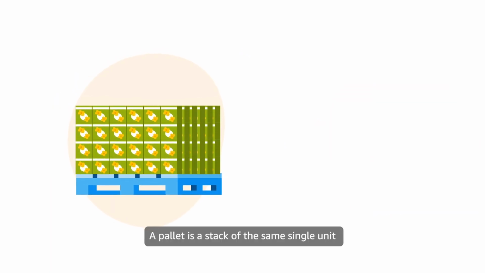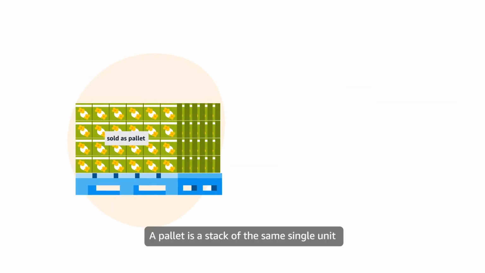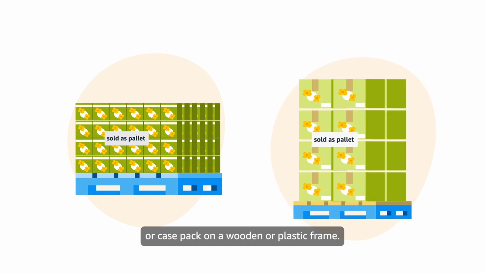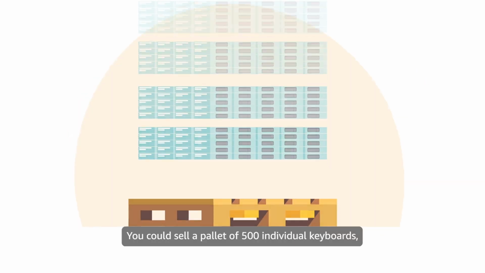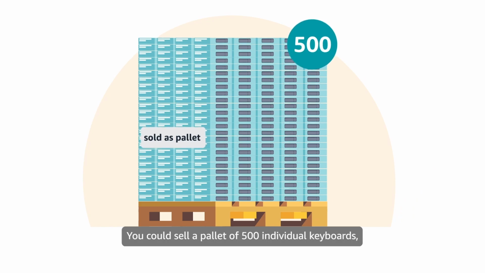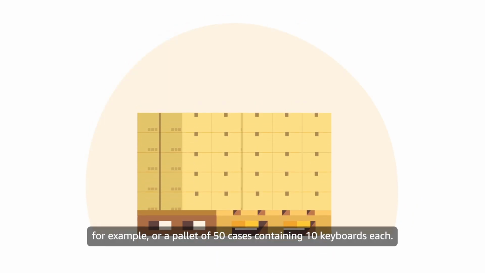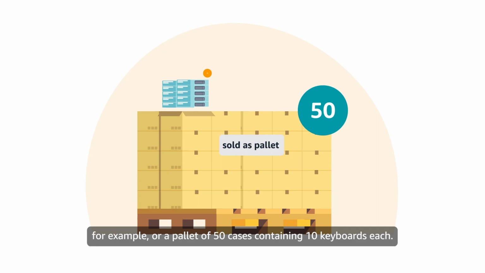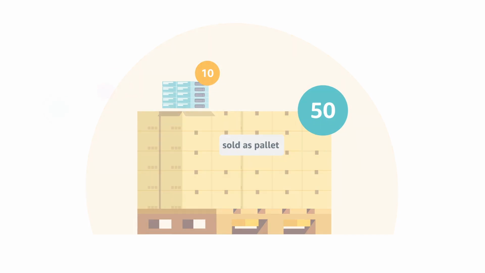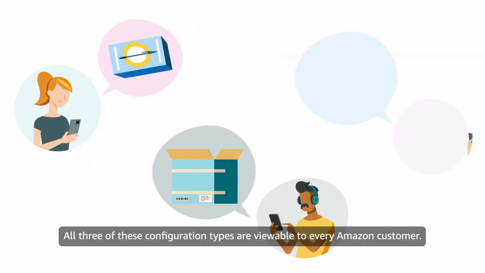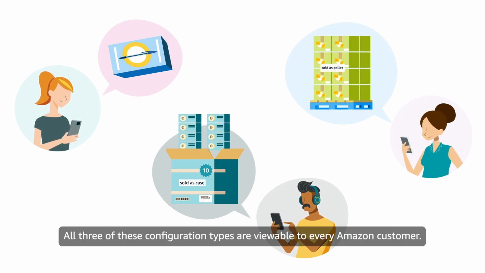A pallet is a stack of the same single unit or case pack on a wooden or plastic frame. You could sell a pallet of 500 individual keyboards, for example, or a pallet of 50 cases containing 10 keyboards each. All 3 of these configuration types are viewable to every Amazon customer.